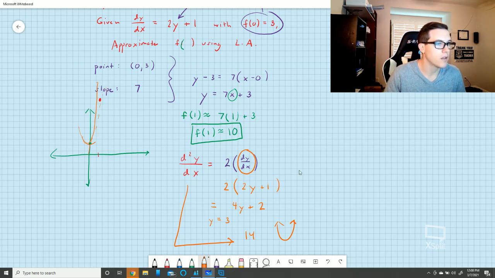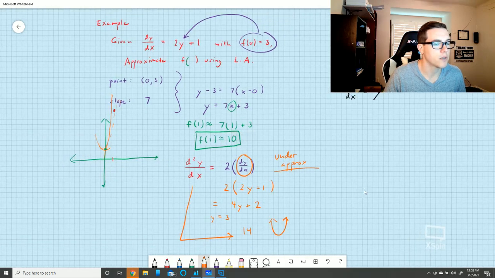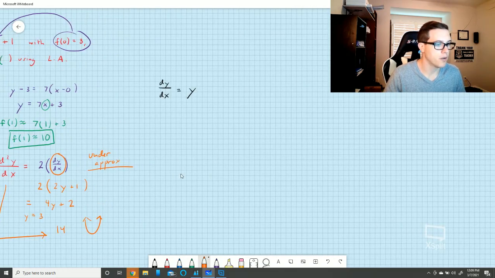So again, this is an under approximation because we were concave up. If we had found that the graph was concave down, our linear approximation would have been over. But in this case, it was an under approximation because we were concave up. All right, let's try another even more interesting one.